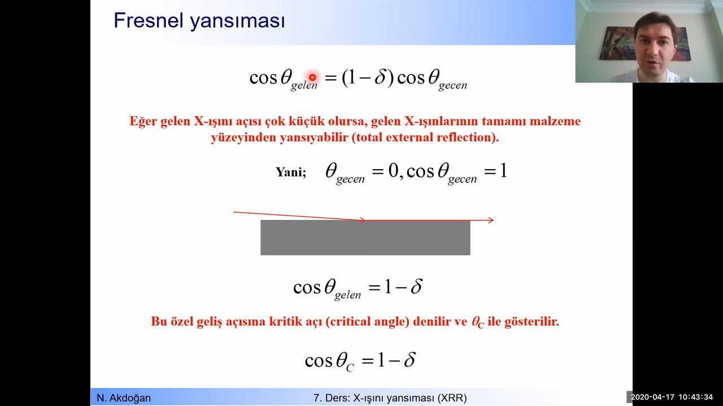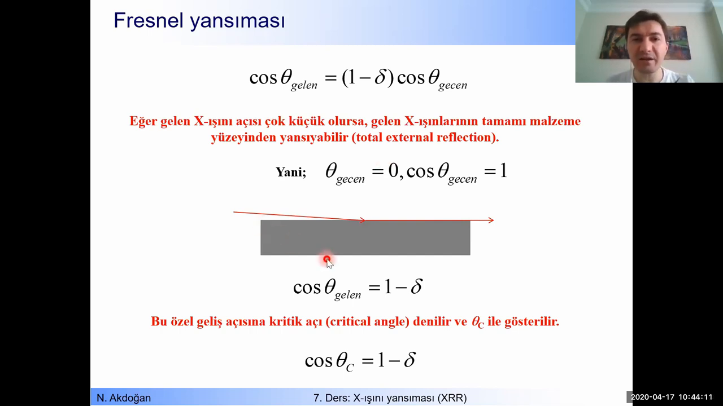For very small incident angles, this total external reflection can be present. So this is called total external reflection. You send X-rays to the sample surface with a very small incident angle, and they cannot enter into the material. All of them are reflected from the surface. This is total external reflection. It is the same as if you have a stone in your hand and you throw it at a very small angle to the surface of a lake, for example. It cannot enter into the water.